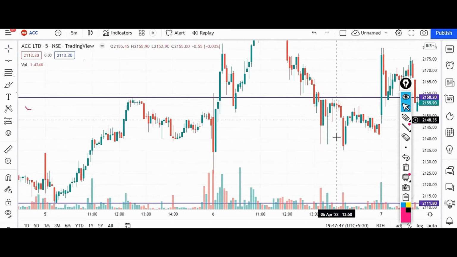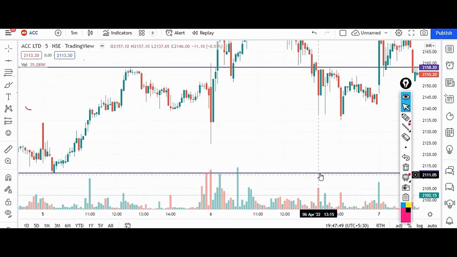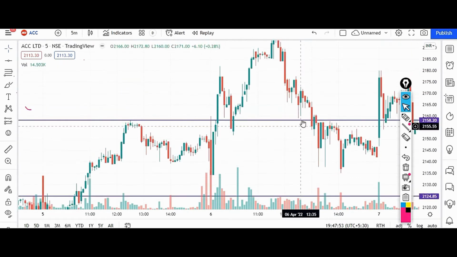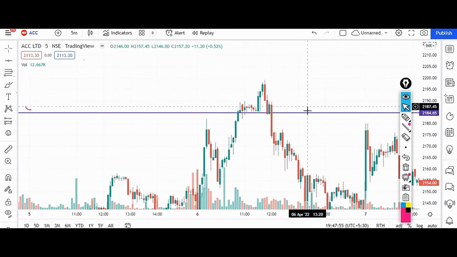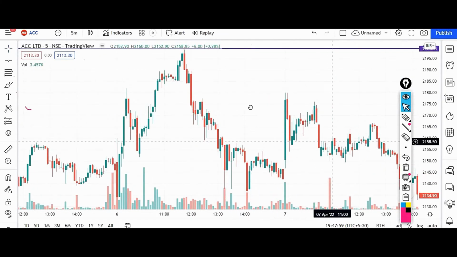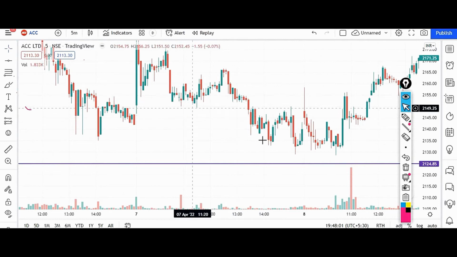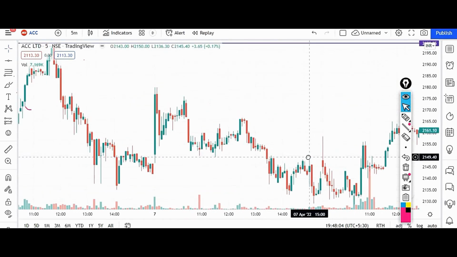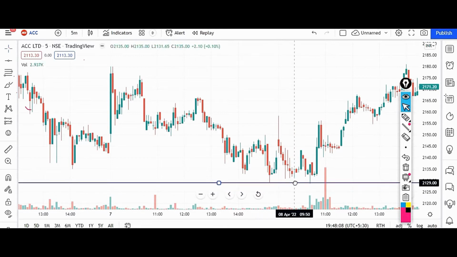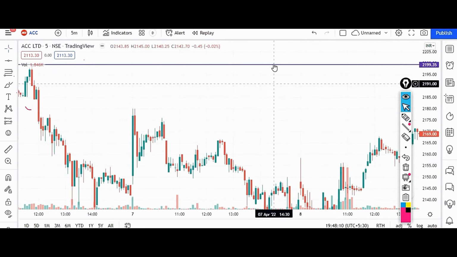To trade the next day session, you must mark the previous day high and low. This is the low of the previous day, and this is the high of the previous day. You wait for the opportunity. All day there is no opportunity given, so let's move to the next day. Next day, previous day low is this one, previous day high is this one.